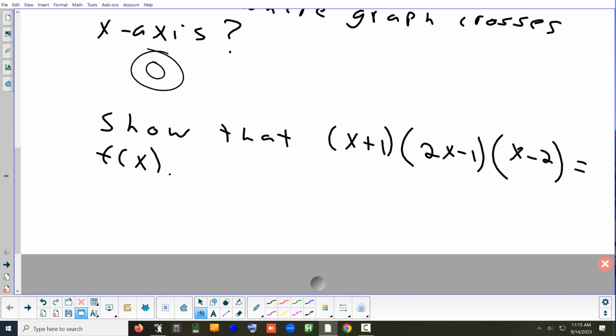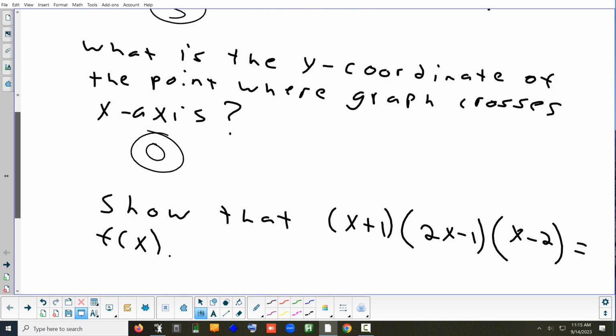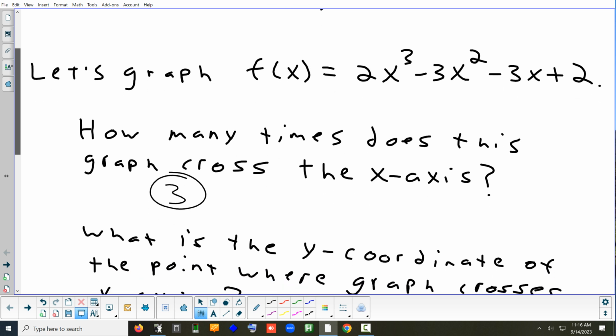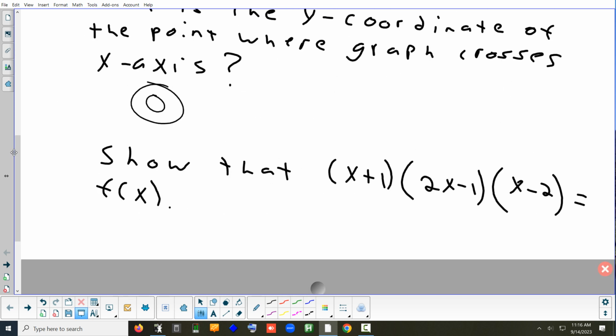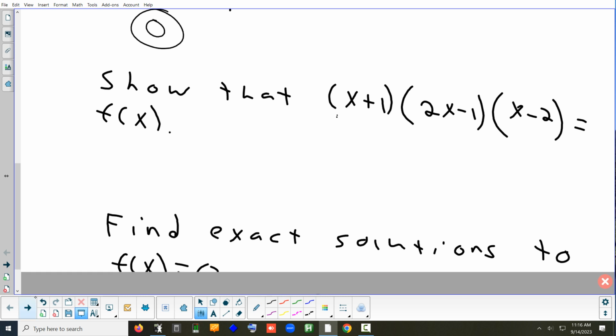Now, anybody know why you'd want to write it this way? This is factored compared to writing it foiled out. Why would you want to write it factored like this instead? Yeah? Yeah, it makes it extremely easy to find the zeros. I can tell you the zeros are -1, 1/2, and 2, just by looking at the factored version.